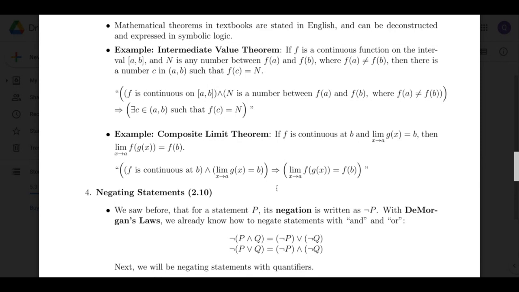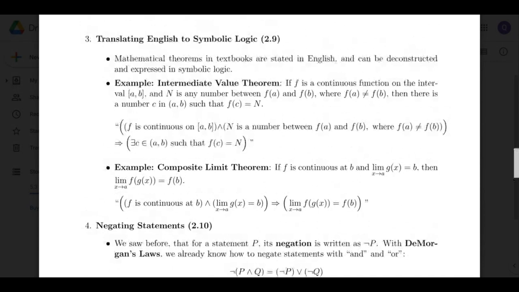So let's see, we want to use some quantifiers in this. We say f is continuous at b, and at this end we switch to this and sign. Consider f is continuous at b as an open sentence, and the limit of g of x equals b as x approaches a as another statement or open sentence, and we use this and sign. This becomes one statement. So the and sign combines those two statements into one. And this implies another statement: the limit of f of g of x equals f of b when x approaches a. All right, so we use those quantifiers in mathematics theorems.